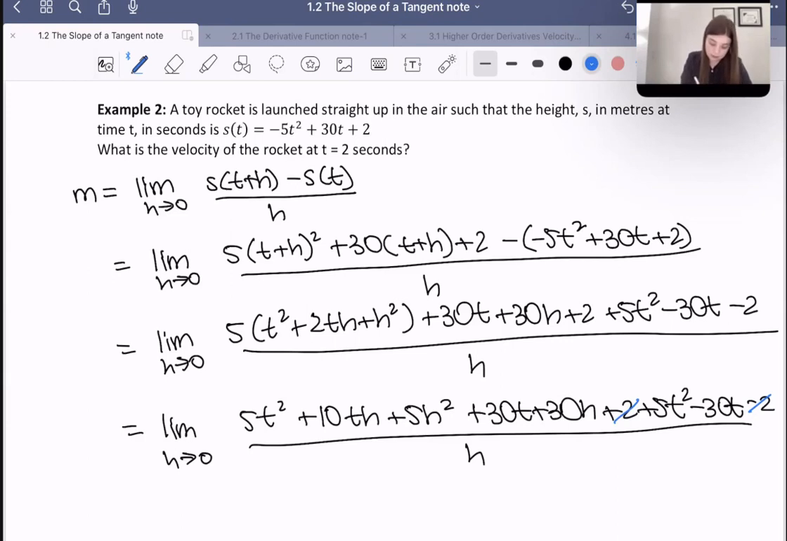Oh, and wait here. I made a mistake here. This should have been negative 5 from the beginning. So actually, I'm just going to swap that out a little bit. These should all be negatives. Okay, I knew there was some mistake there.